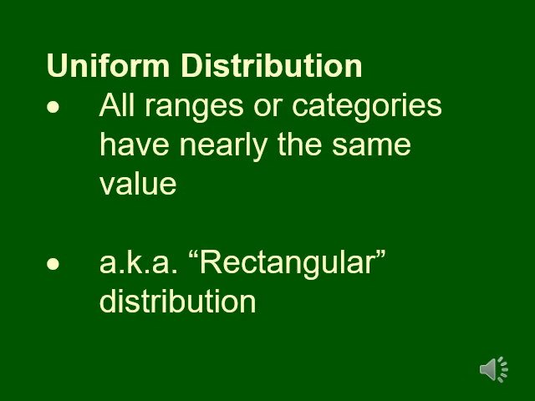The first of which is what's called a uniform distribution. The idea of a uniform distribution is that each of the categories or ranges has about the same number in it. It doesn't have to be exactly the same, but it's pretty close. An example of a uniform or rectangular distribution would be if I counted up how many students there were in each of the classes at Garrigan. It's not exactly the same, but it's pretty close all the way from elementary school up to high school. So that's pretty close to uniform.